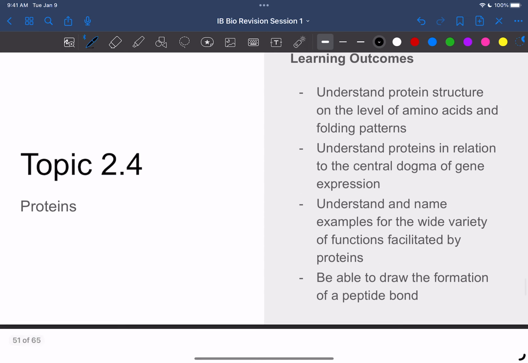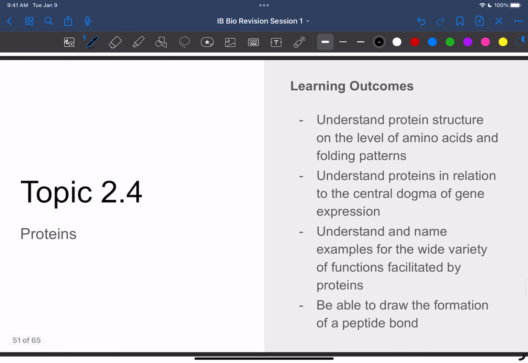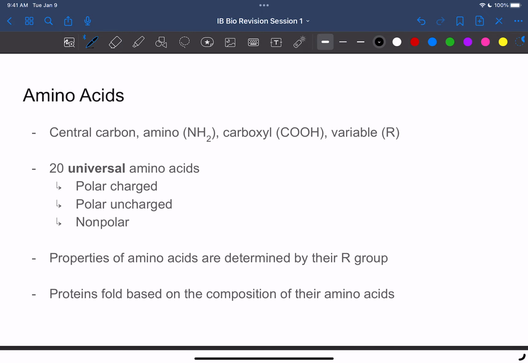Okay, last two topics. These are going to be pretty quick, I hope. So 2.4 is proteins. Here are your learning outcomes. You can look at those later. Starting with the monomer, so amino acids, we talked about these already. They have that central carbon, the amino group, the COOH group, and the variable R group.